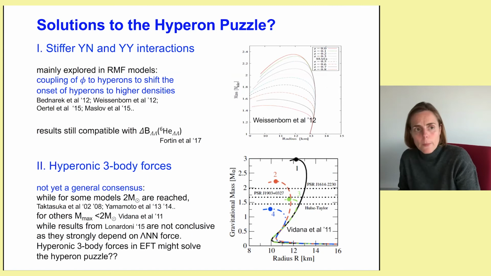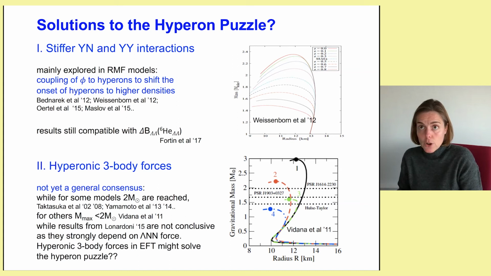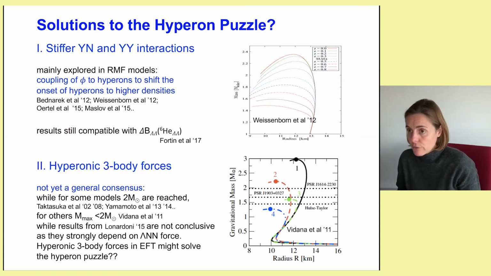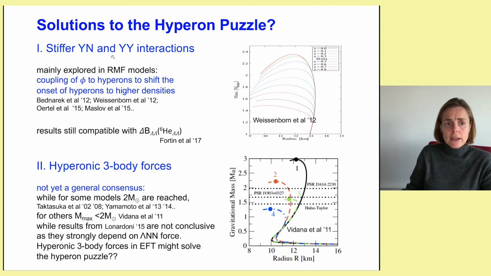And here are several solutions, okay, of how to go. Basically all of them try to stiffen the equation of state. The idea is to stiffen the equation of state, and by doing that maybe pull the hyperons to larger densities, not to appear too early. But you also want an equation of state that is not too stiff, because if it's too stiff, it means the chemical potential of the nucleons will go fast with density, and then hyperons will appear fast. So it has to be stiff enough to have two solar masses, but not too stiff so hyperons don't appear too fast, okay?